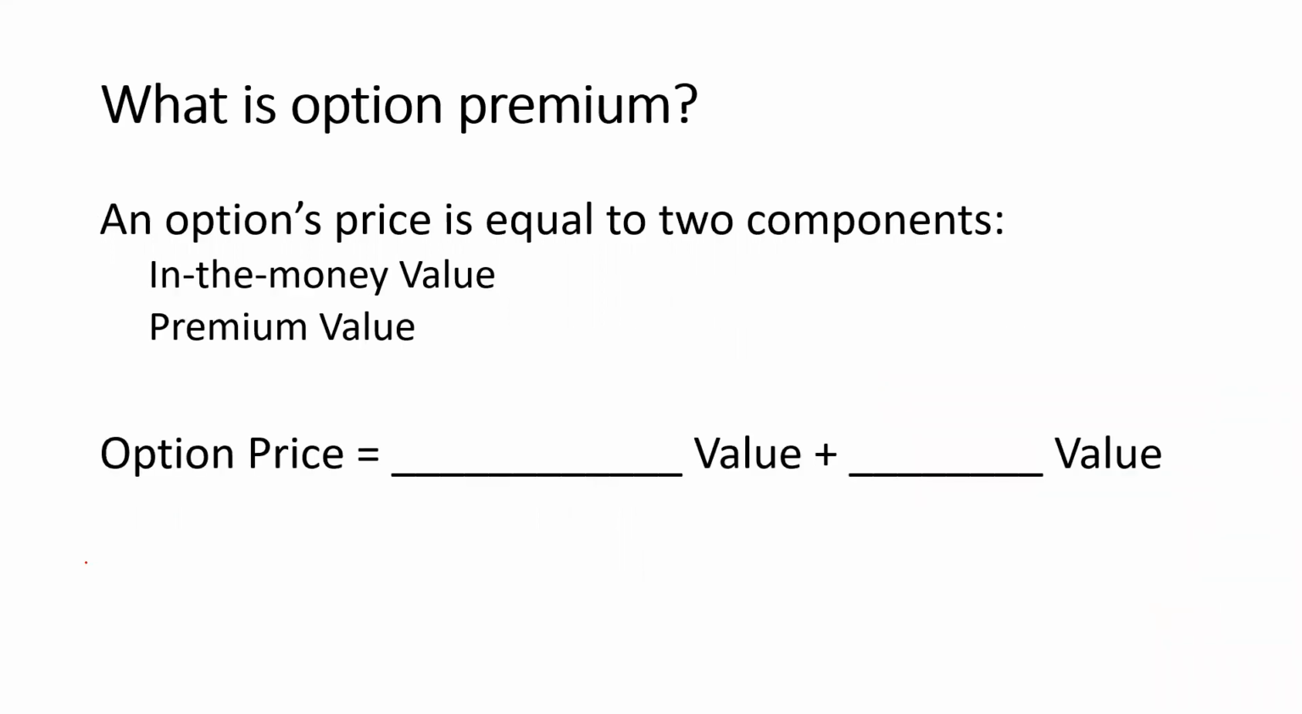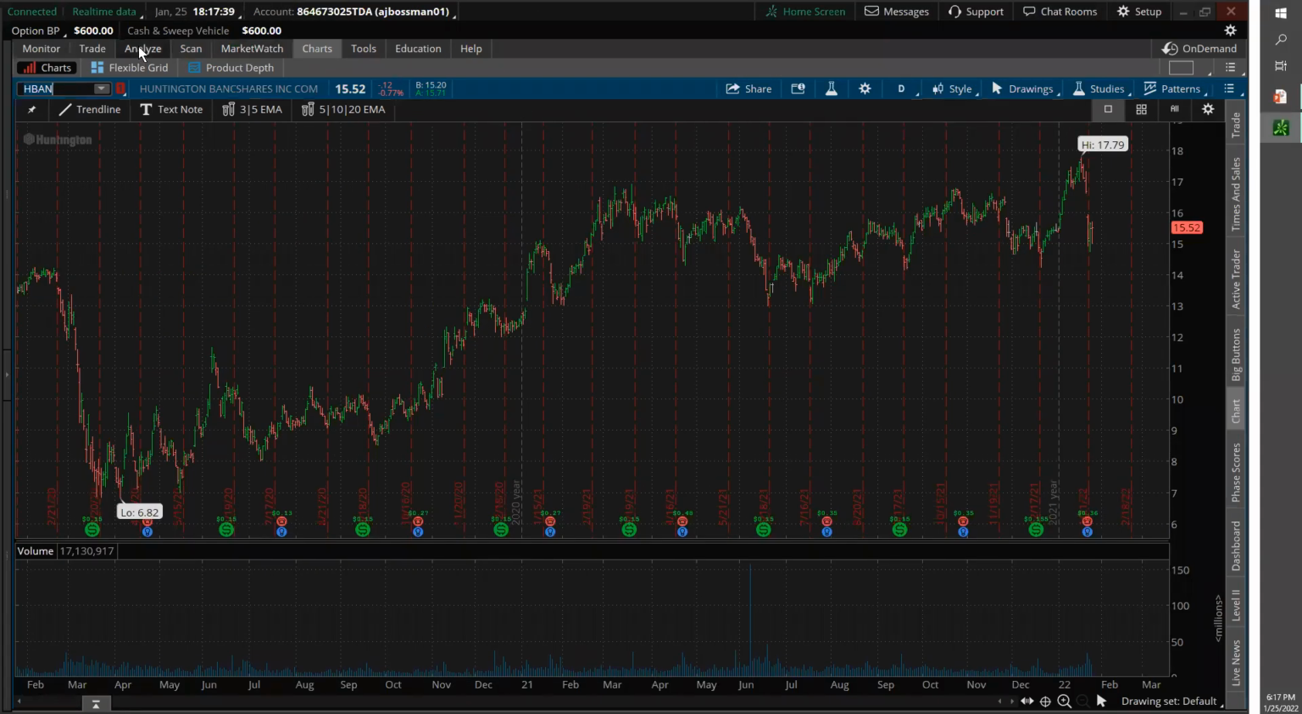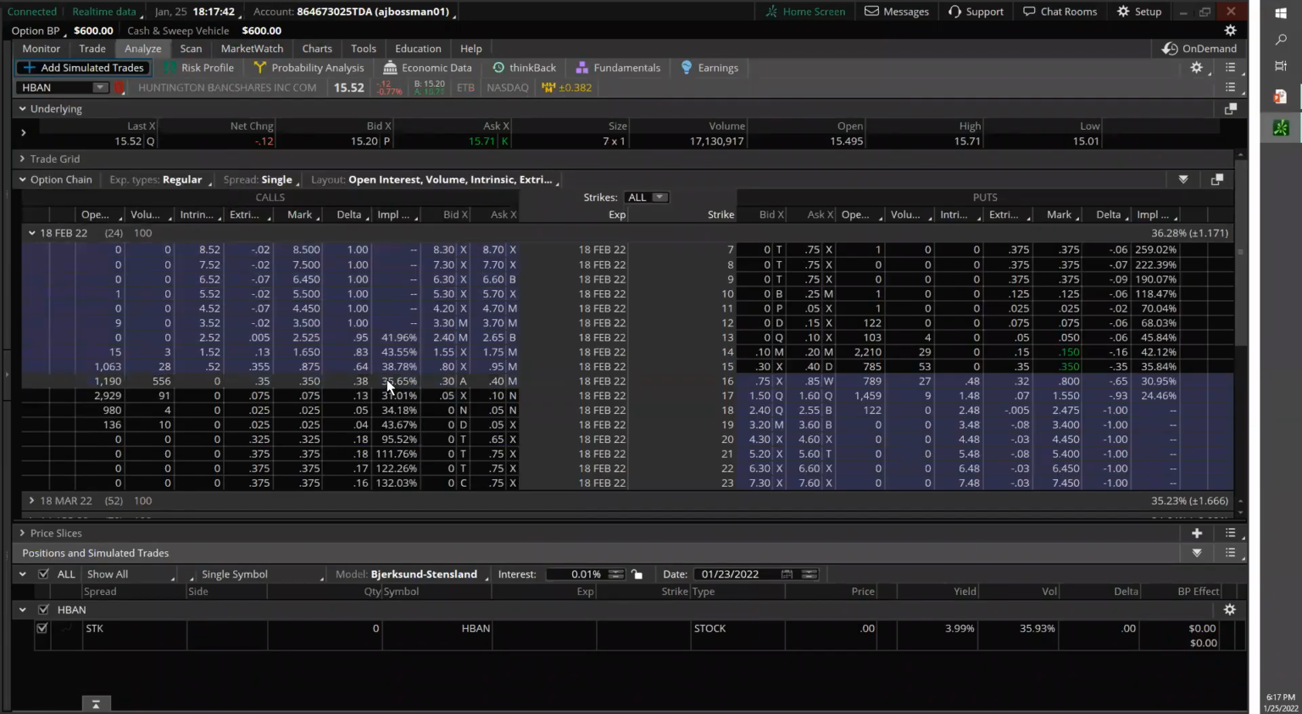So let's talk about, I keep throwing this buzzword around called option premium. If you ever look up an option price, like for instance, if I bring over my TD Ameritrade Thinkorswim account here, I've got Huntington Bank up in front of me. If I pull the option chain up, you'll notice that you've got a bid and an ask price for every option. The halfway point between the bid and the ask is called the mark price. And you'll notice that the mark price, this 87.5 cents, consists of a little bit of intrinsic value, 52 cents, and a little bit of extrinsic value.